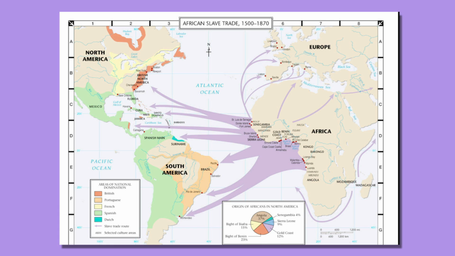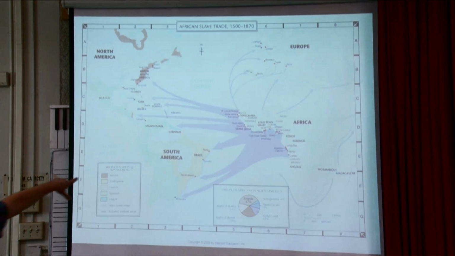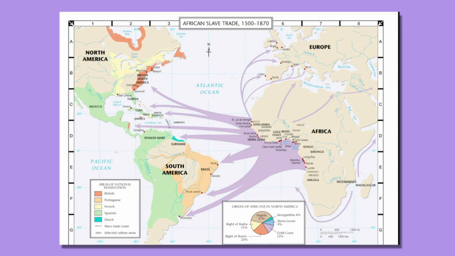Here's a map of the slave routes. And you can see, down in South America, quite a few. Down there, what was going on? What were they looking for when the Spanish and the Portuguese were in South America and Central America? What were they after? What had they originally gone for? I know the camera's on, but you can talk and answer questions as well as usual. All right. What were they looking for when they went to South Africa? Yes, over here.